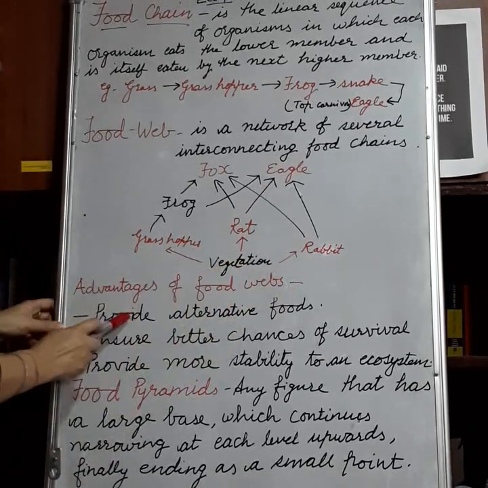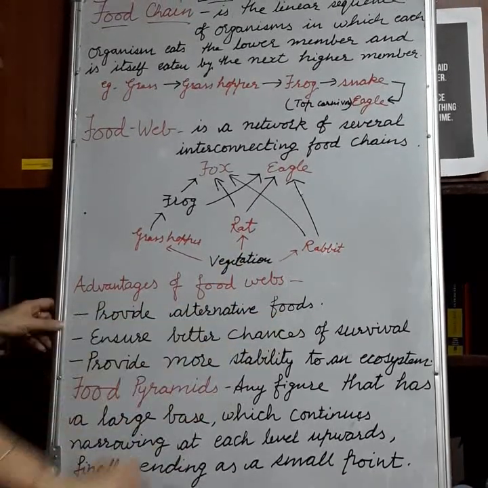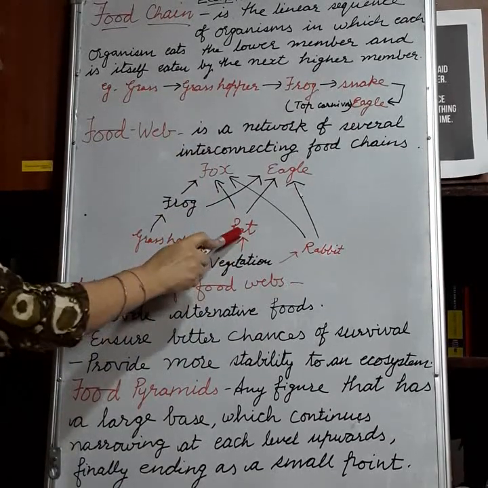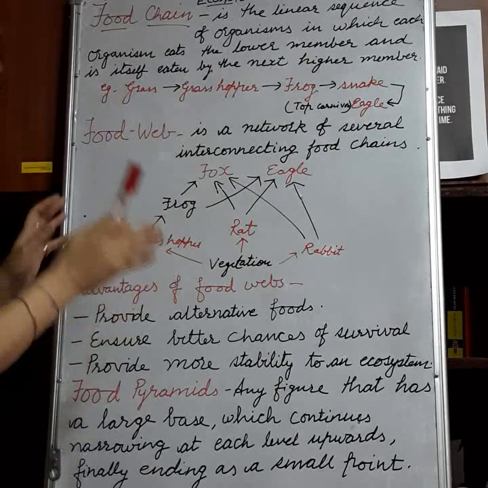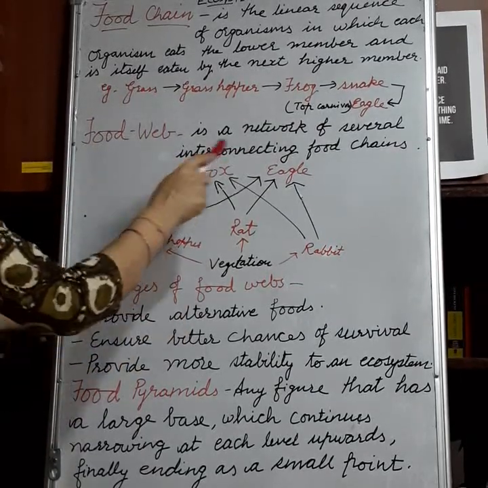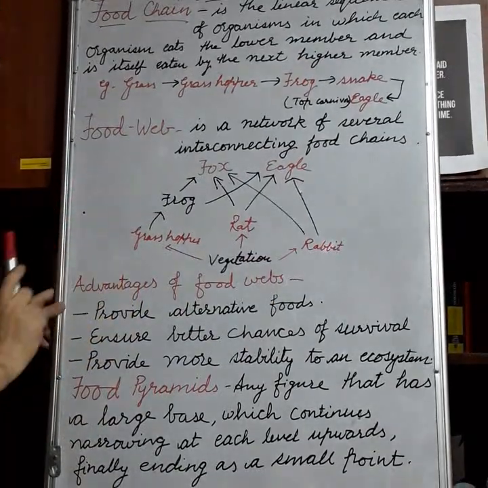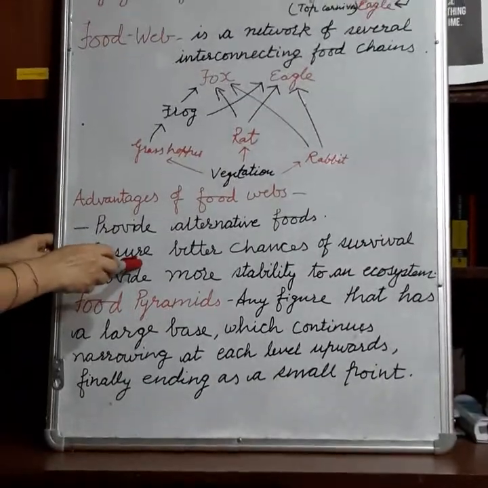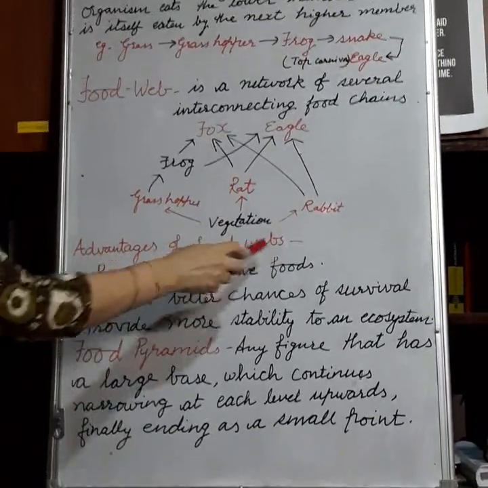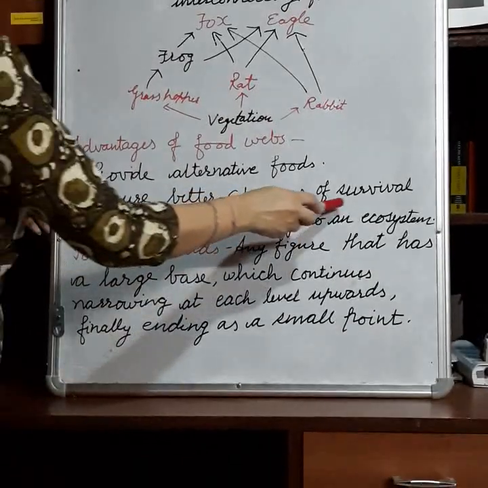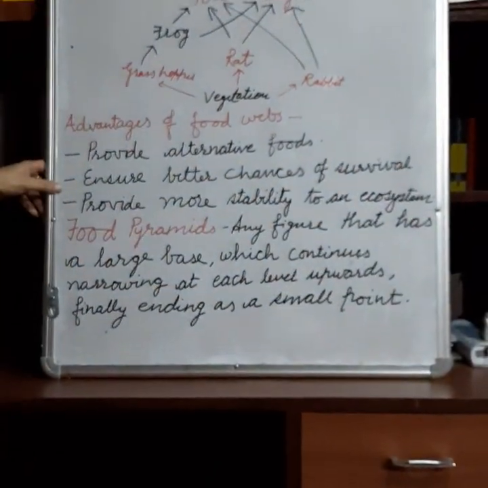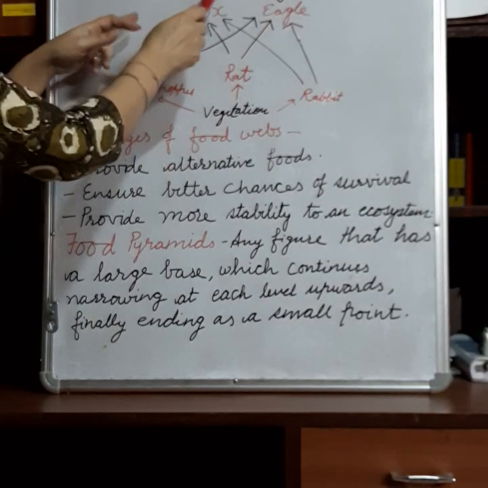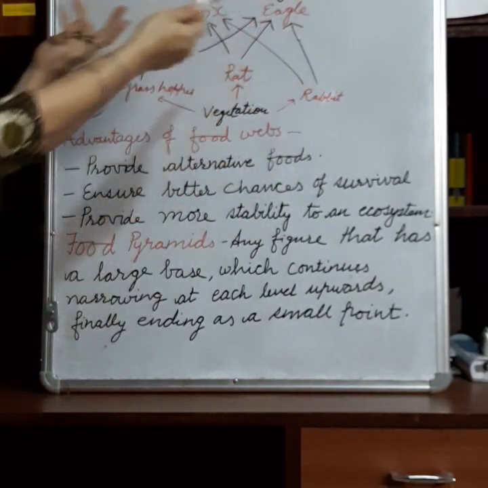Food webs provide alternative foods. Like fox can feed on rat. If rats are not there, fox can feed on rabbit. Clear? Then second advantage, food webs ensure better chances of survival. Because if rat is not there, fox can eat rabbit and survive.